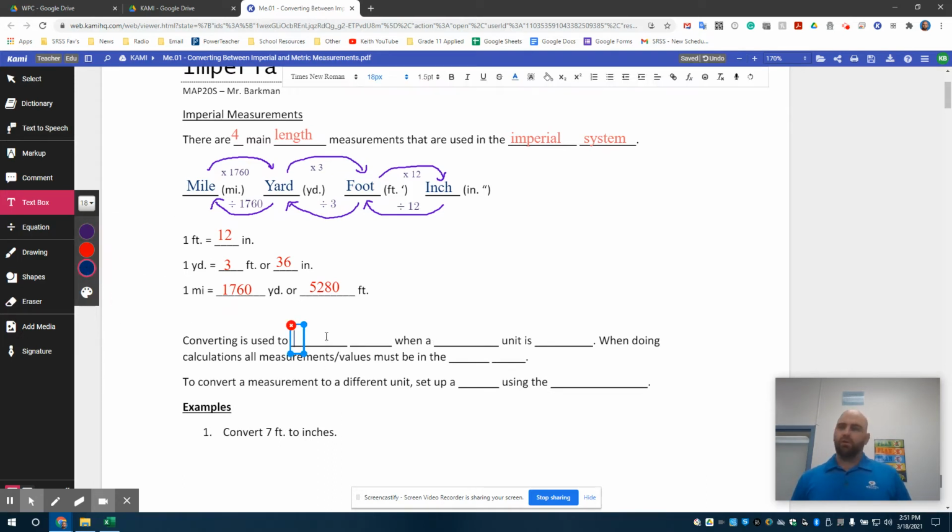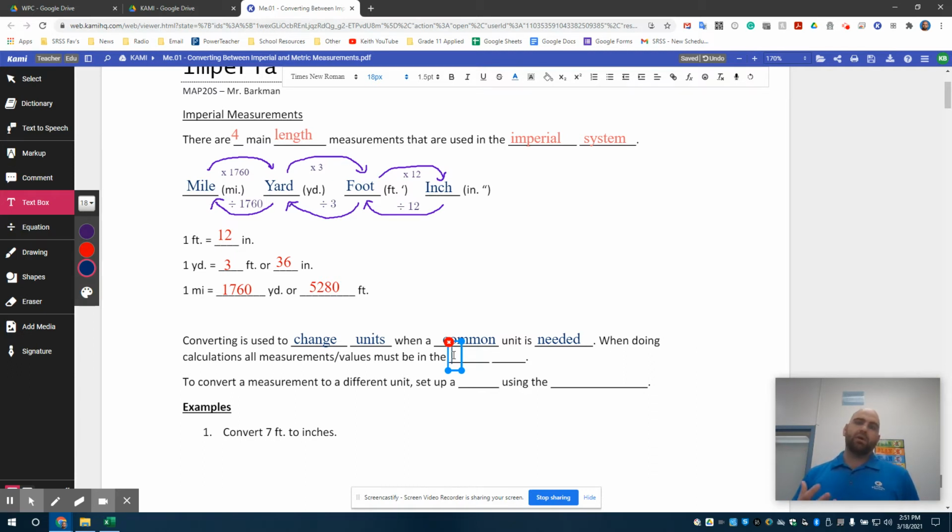Now, the reason that we convert, okay, converting is used to change units when a common unit is needed. Okay. Often we're going to do this when we're trying to compare 2 things. Okay, we need to compare using similar things. So when we do that, we need to make sure that we have similar units. We can't compare number of miles and number of yards because they are different. We have to put them all into a similar unit.